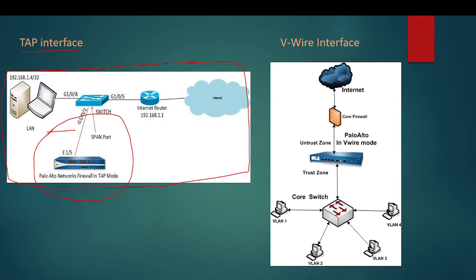I have a private network and an internet connection, and from the LAN network I'm successfully accessing the internet. I'm able to use Facebook, I'm able to use Instagram, everything is working fine.